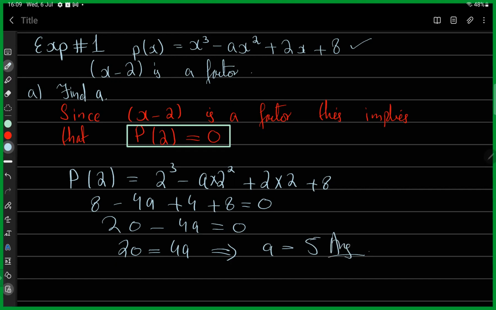Again, we had some information in the question, and using that information, I made up this condition right here. And using this condition, I was able to get an equation where a was the only unknown. So the only process was to make a the subject, and after making a the subject, I got a equals 5. So this was the very first part of the first example.